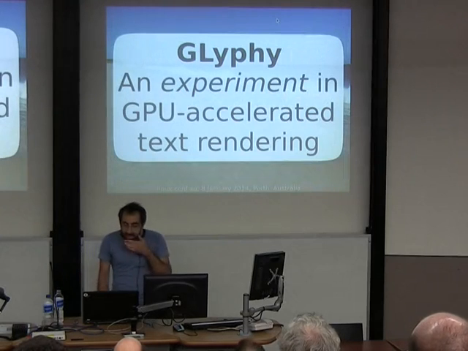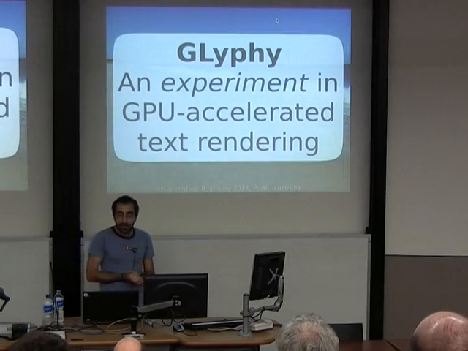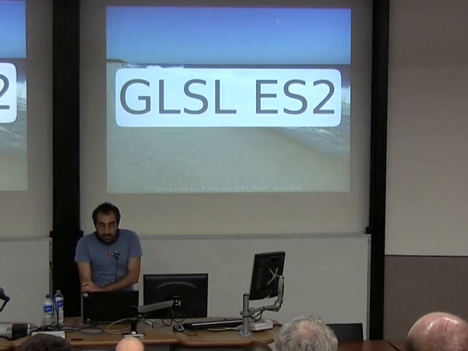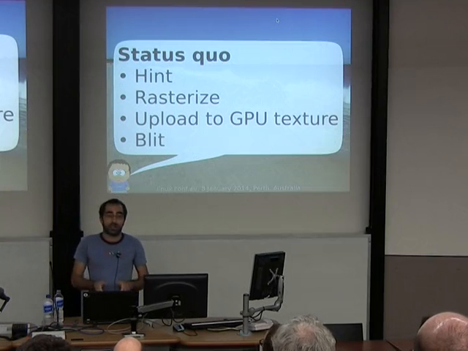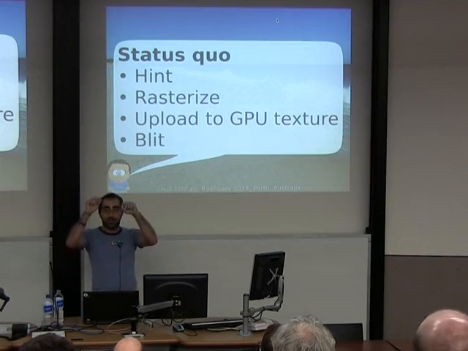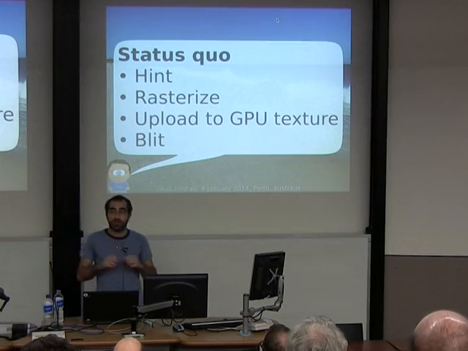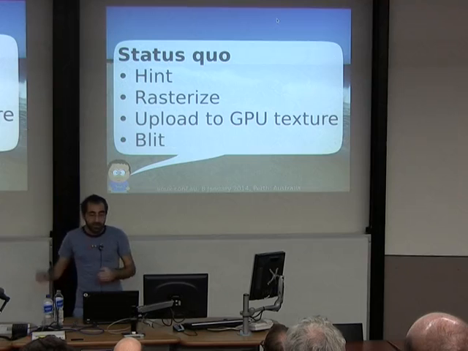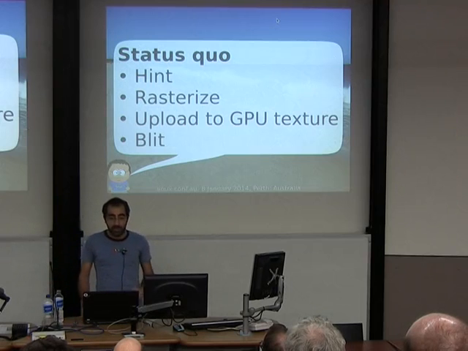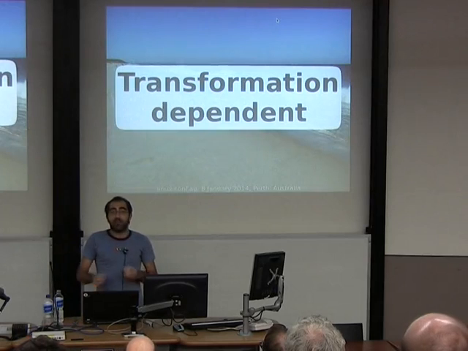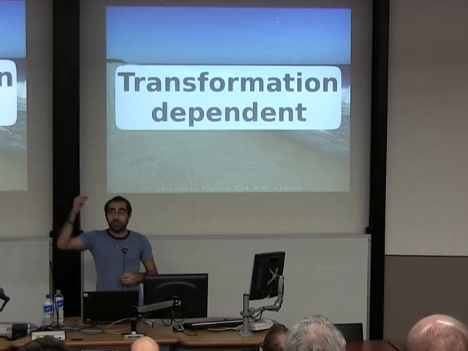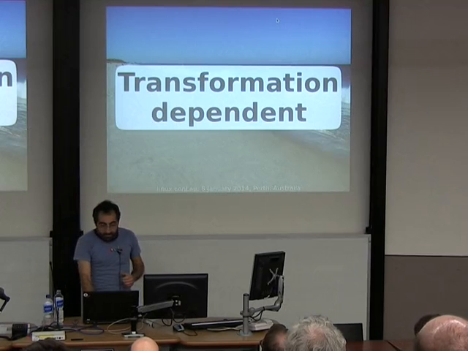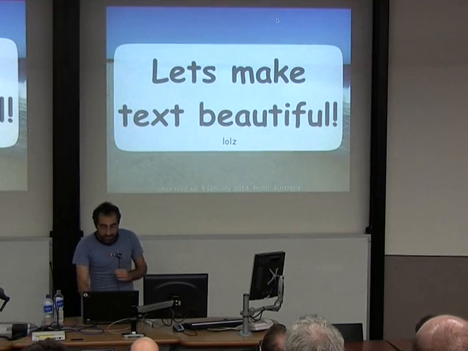OK, so GLyphy, an experiment in GPU-accelerated text rendering with GL ES2. So how do we render text right now? Basically, we modify these glyph shapes on the CPU for their transformation and font size. We rasterize it on the CPU, upload to a GPU texture, and play. The problem is, if you want to change the font size, you have to redo this again. So if you have animated text, you have to re-rasterize every glyph, every frame, upload it, render it, next frame. So let's do something better.